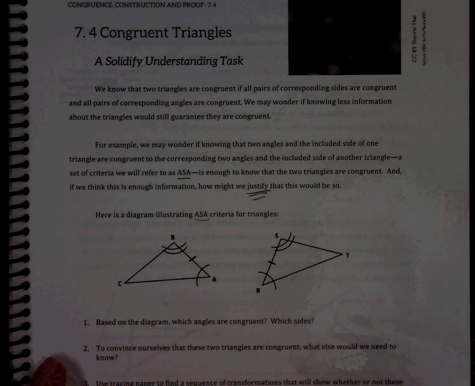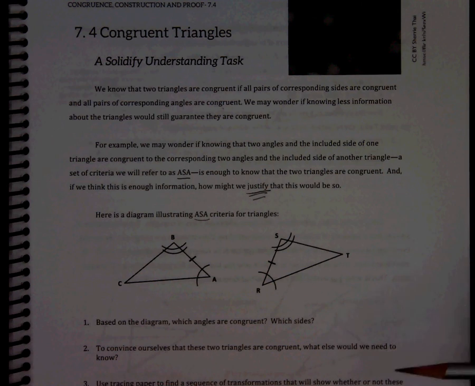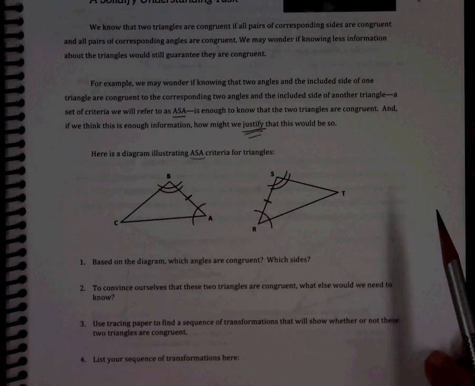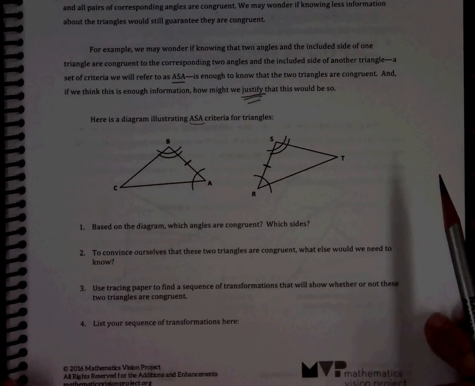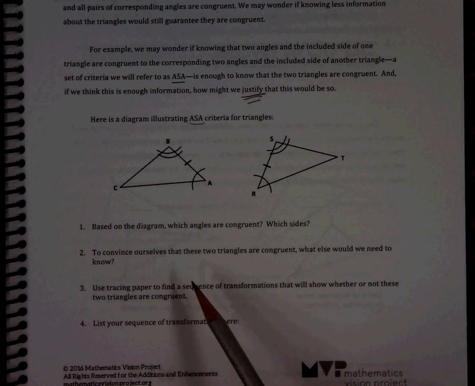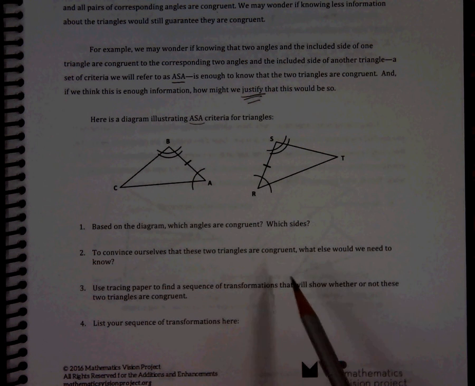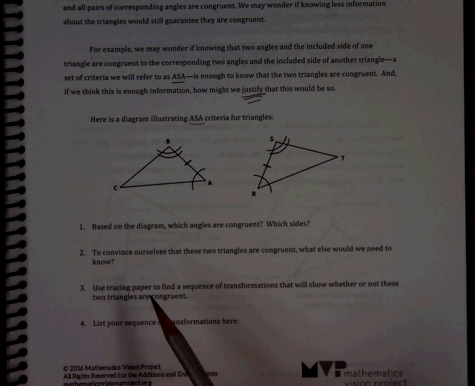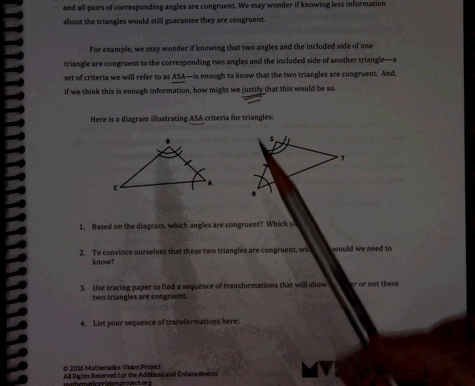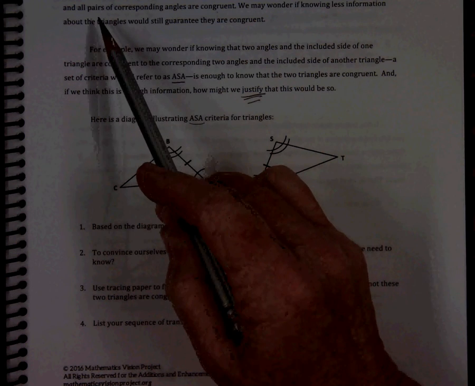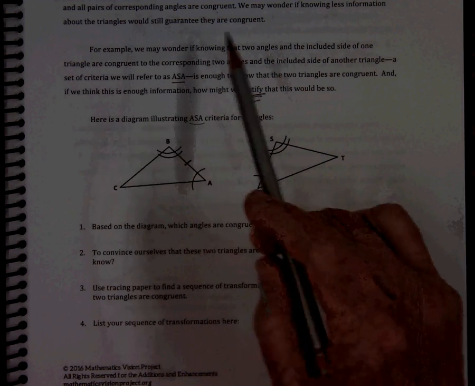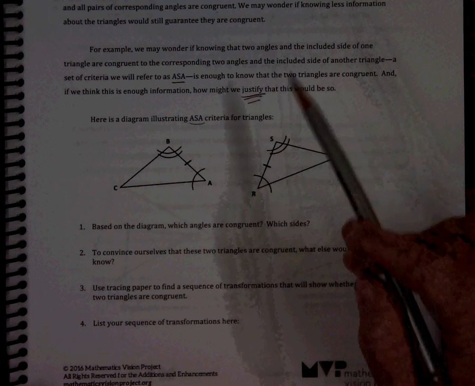Okay, so moving on to number 2. To convince ourselves that these two triangles are congruent, what else would we need to know? Well, we would need to know that I could set up here, all pairs of corresponding sides and angles are congruent.